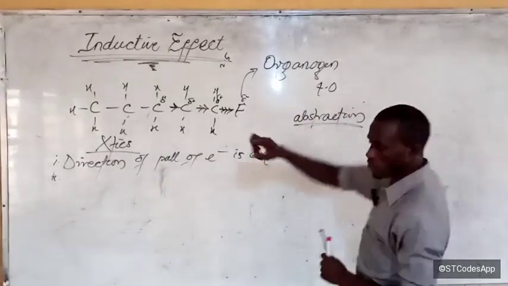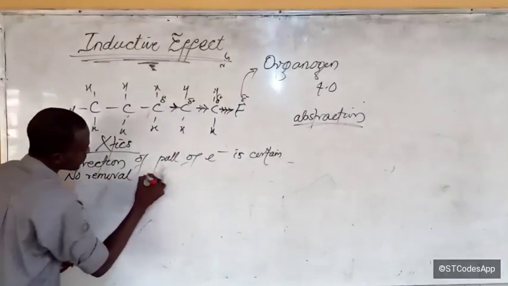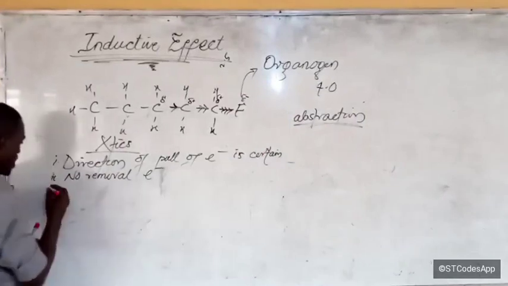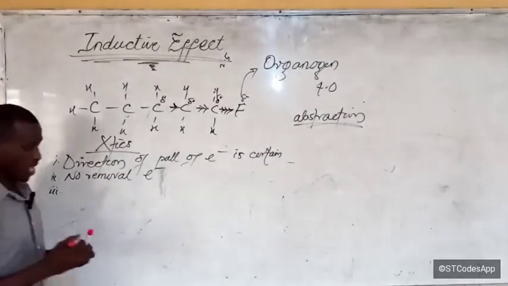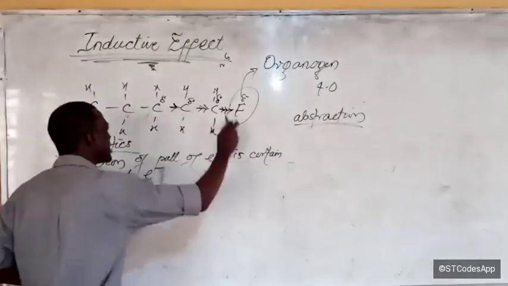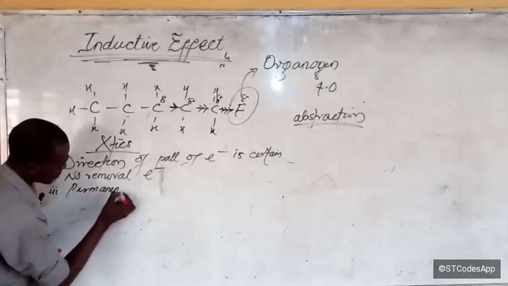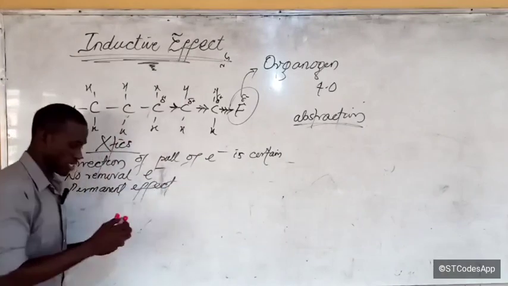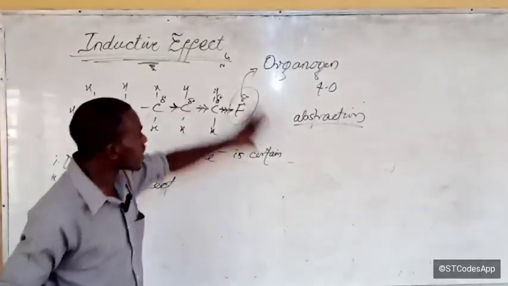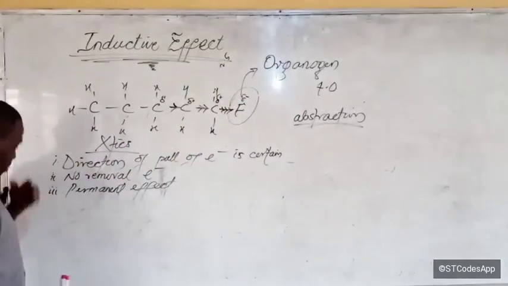Now the second characteristic is that there is no complete abstraction. So there is no removal of the electron. It's only that the electron cloud is tilting more towards the electronegative element. As long as this fluorine remains in the chain, the inductive effect persists, so we say it's a permanent effect. The inductive effect only stops when the organogen is removed. So without the organogen leaving the group, the effect is constant. It is permanent.